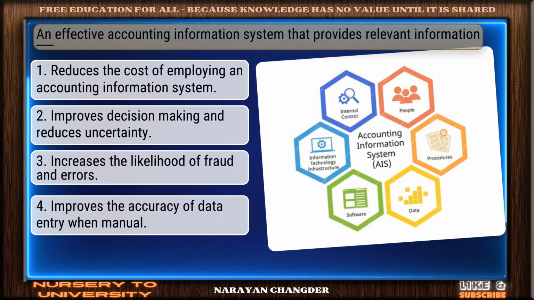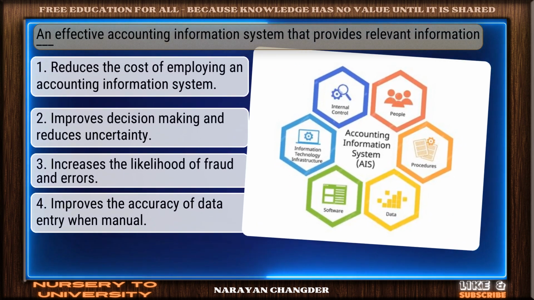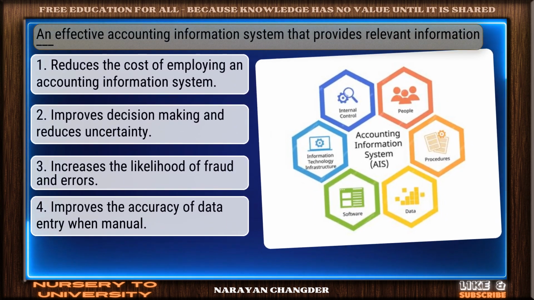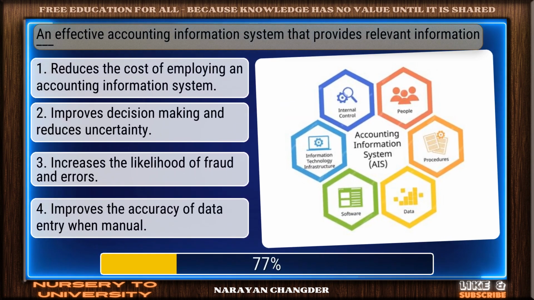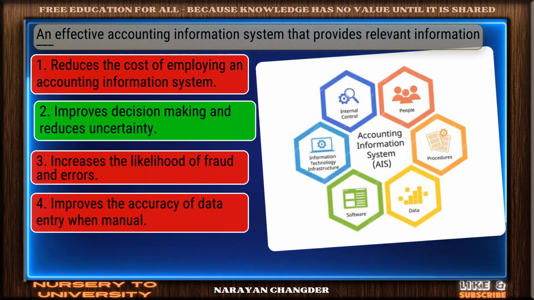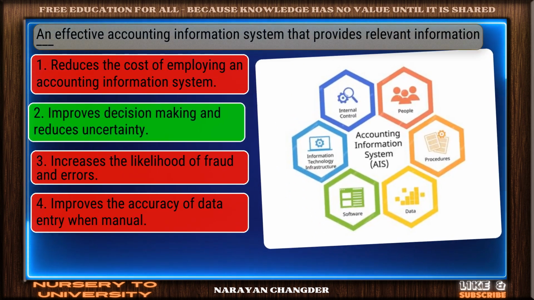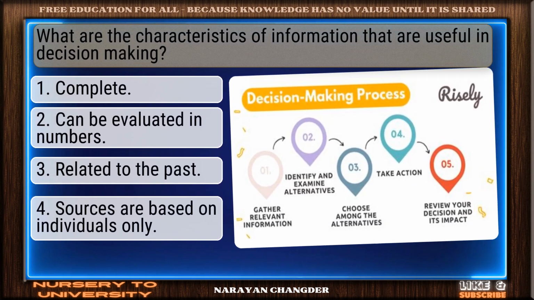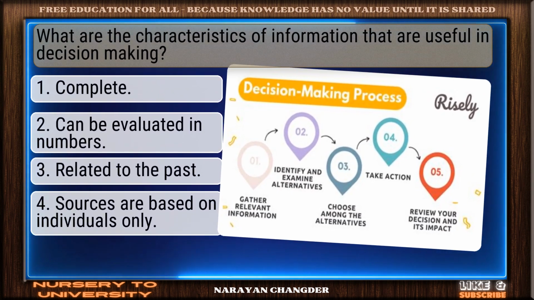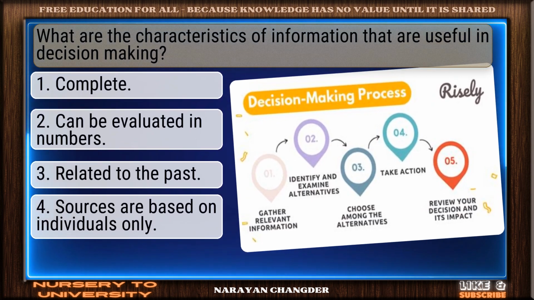An effective accounting information system that provides relevant information dash. Nicely done. Improves decision-making and reduces uncertainty is a solid answer. What are the characteristics of information that are useful in decision-making?